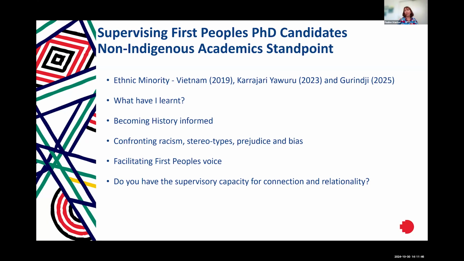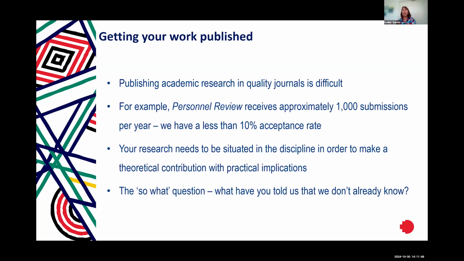So moving on to the next slide, because then I've got to very quickly pivot and move to getting your work published. Okay, because in academia, no matter who you are, Indigenous or non-Indigenous, we survive by getting our work published. So I'm also co-editor of a journal some of you may be familiar with, Personnel Review. It's an international HRM journal. We all know that publishing in academic journals is difficult. For example, Personnel Review receives approximately 1,000 submissions a year. We have a less than 10% acceptance rate.